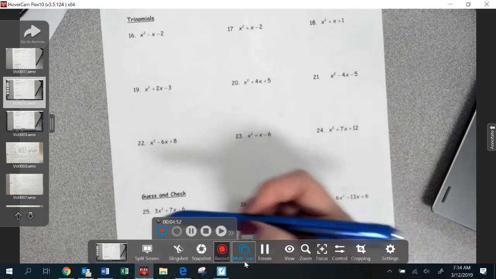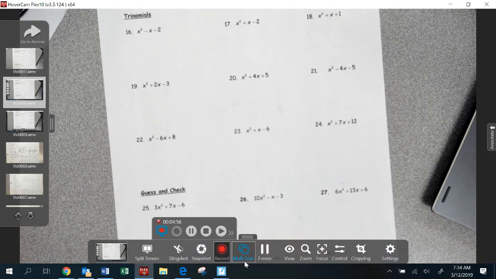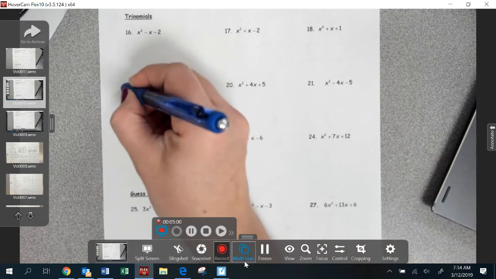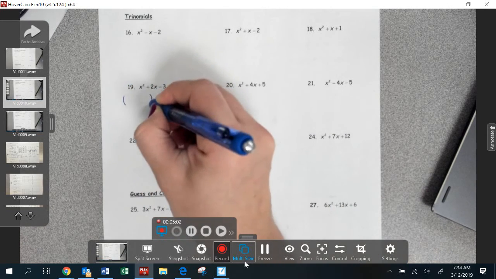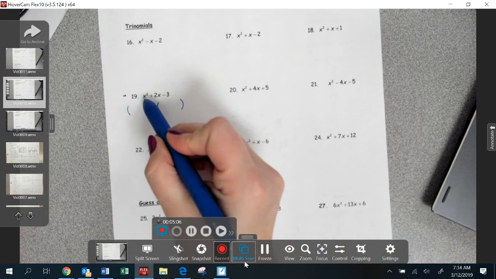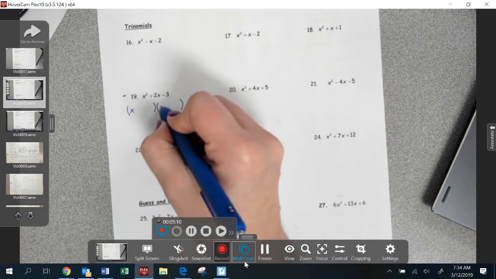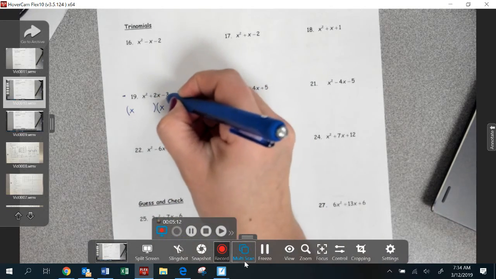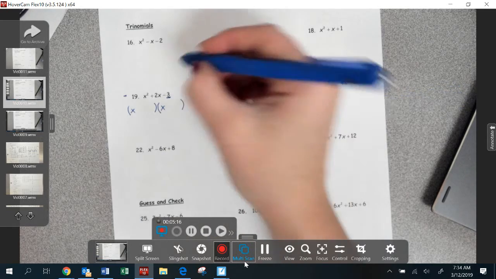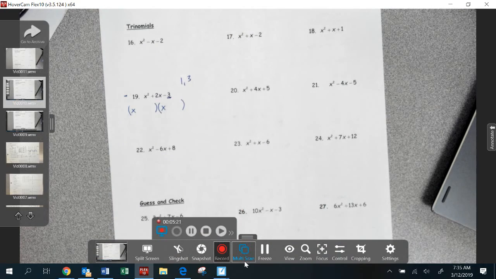Our trinomials, you're going to be setting up just like how we started our difference of two squares factoring. So you're going to be looking at two sets of parentheses. I'll do number 19 here with you. So again, you're going to be thinking x squared, what would multiply to get you that? That would be x and x. Look at your last term, your constant there, and think about your factors of that term. So my only factors of 3 would be 1 and 3.